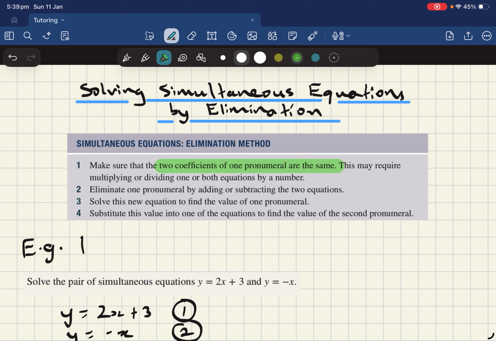Now, if they're not immediately the same in the equation, it may require us to multiply or divide one or both equations by a number in order to get these coefficients the same. Next thing we're going to do is eliminate one pronumeral by adding or subtracting the two equations. So we'll be performing an operation with these equations in order to eliminate one of the variables. Then we solve the new equation to find the value of one pronumeral. So like substitution, this will give us a new equation with just one pronumeral that we can solve. And then the final step is the same. We substitute that value into either of the equations to find the value of the second pronumeral.